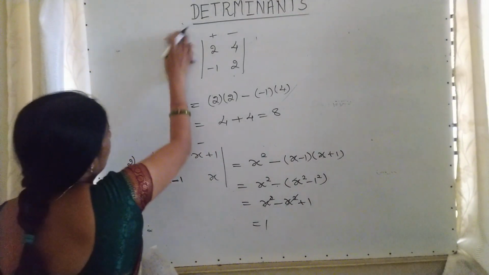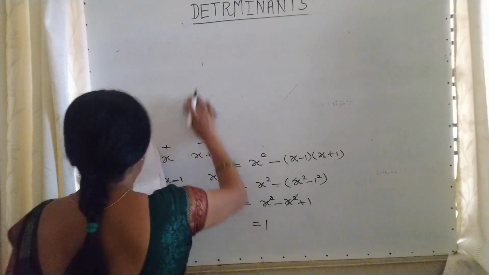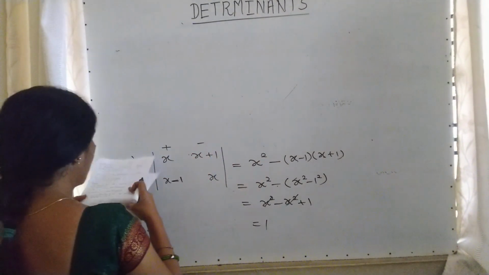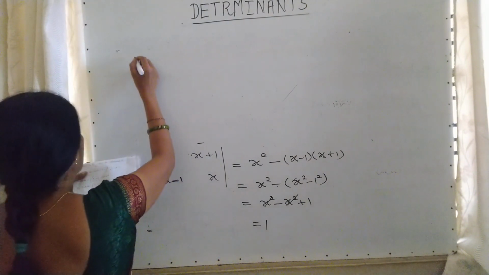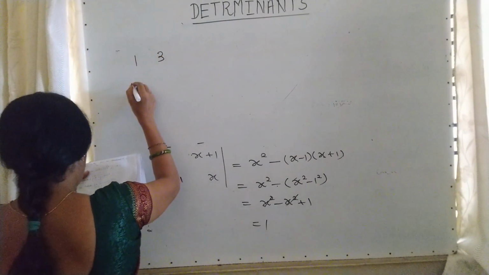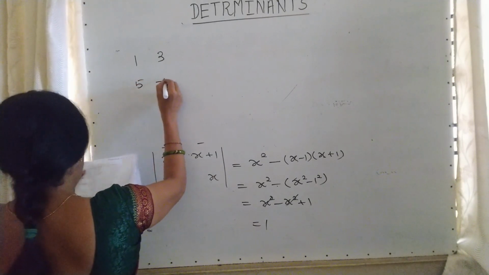Like this we are solving a determinant of order 2. I am giving you some more examples. Don't worry, I will make you perfect. Then only I will move to the next. 1, 3, 5, minus 8.